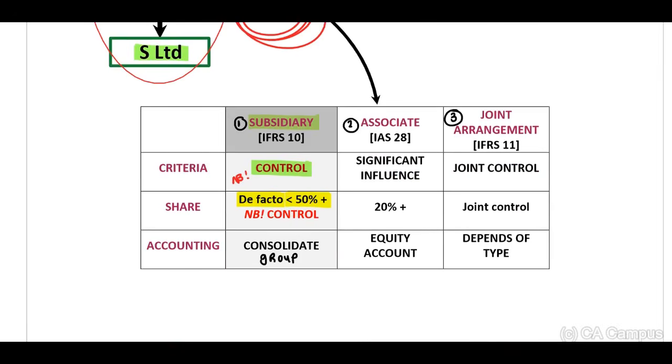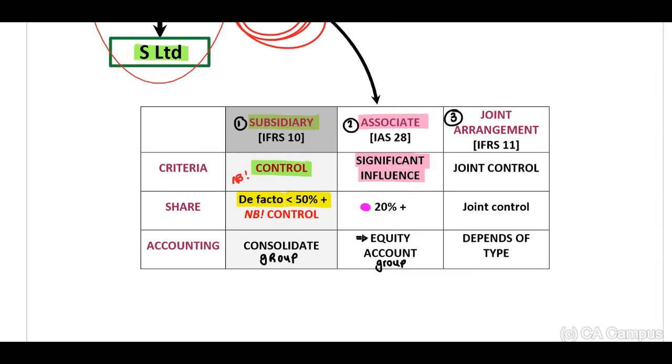Right, the second type of investment is an associate in terms of IAS 28. This will be when there is significant influence. If P Limited has significant influence over S Limited, normally this will happen when there is 20% or more shares and there is a criteria that we are going to look at when we touch on IAS 28. And the accounting method in terms of our group, which will be the two entities, we need to equity account.